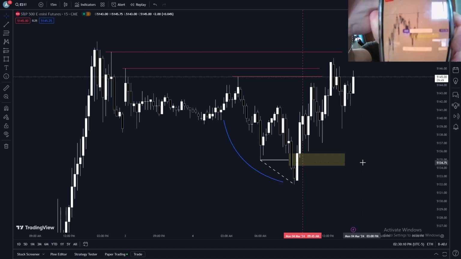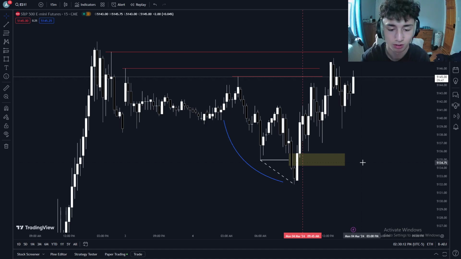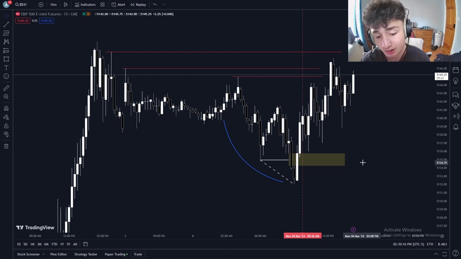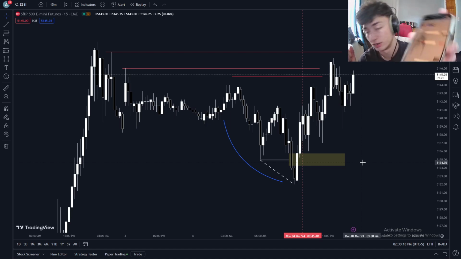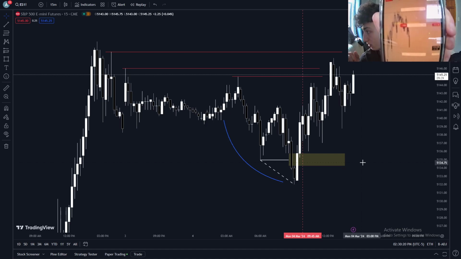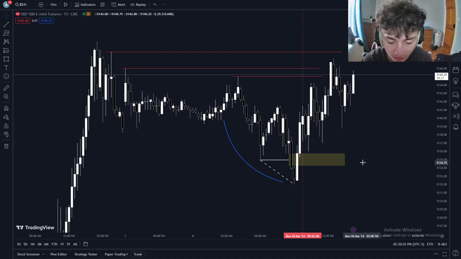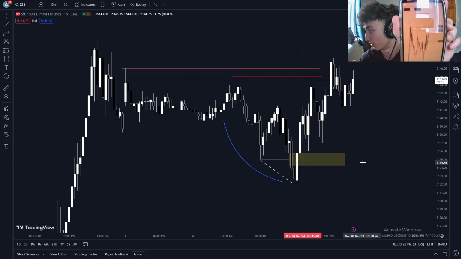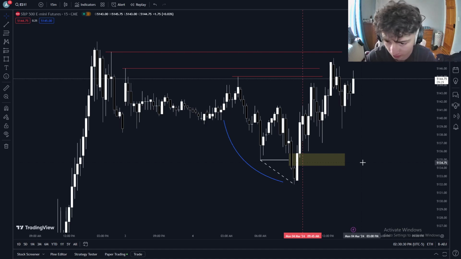You can't really see nothing, but I'll show you. Let me find another screenshot. And I actually, even better, I even caught it on the down move as well because I knew that it was going to come take out some sort of liquidity. And then at the end of the day, what did it do? Hit everything. Anyway, let's get back to it.